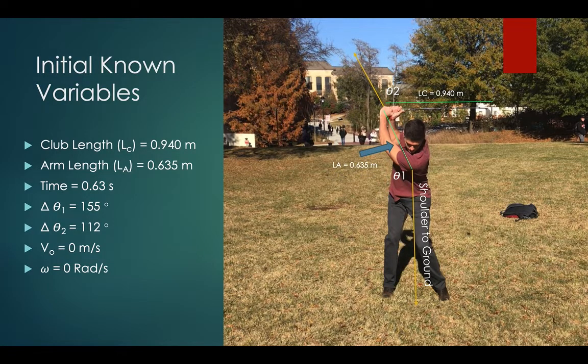To determine our initial known variables, we set an initial position which we chose to be the fully cocked position, where the golfer has his shoulders fully turned and the golf club above his head. Through calculations in the freeze frame given on the right, we were able to determine our initial known variables to be our club length, which was 0.940 meters, our arm length, which was 0.635 meters, our time, which was 0.63 seconds, our change in theta 1, which was 155 degrees, our change in theta 2, which was 112 degrees, our initial velocity, which is 0 meters per second, and our angular velocity, which was 0 radians per second.